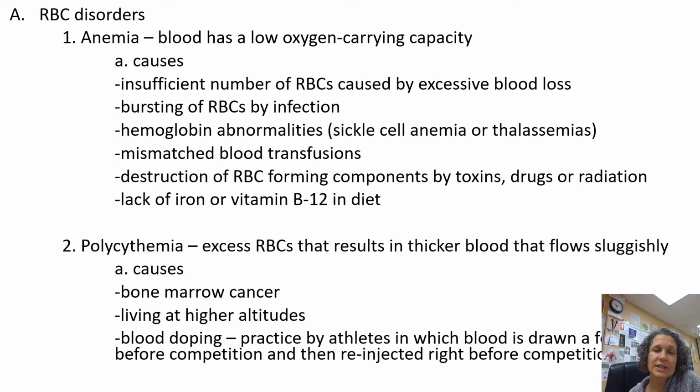Another one, kind of the opposite, is polycythemia. This is when you have too many red blood cells, and your blood's thick, essentially. It can be caused by bone marrow cancer. Remember, typically cancer is out of control cell growth. So now you're just producing too many red blood cells.